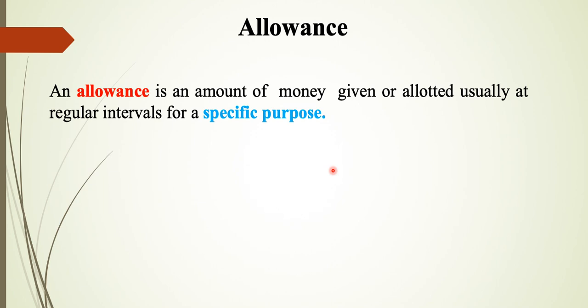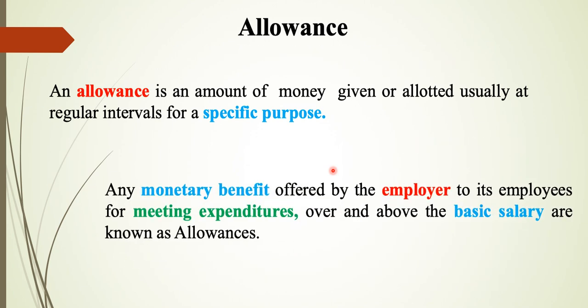Then the second part of this is, it is a monetary benefit. This allowance is a monetary benefit which is offered by the employer to its employees for meeting different kinds of expenditures, and this allowance is always over and above the basic salary. That means any monetary benefit which is offered by the employer to its employees, which is over and above the basic salary, are known as allowances.